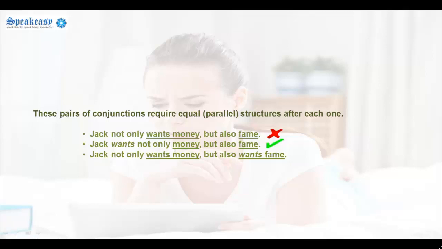Jack wants not only money, but also wants fame. Again, this sentence has equal structures, because the verb wants is used twice, first preceding the noun money, and then again preceding the noun fame.